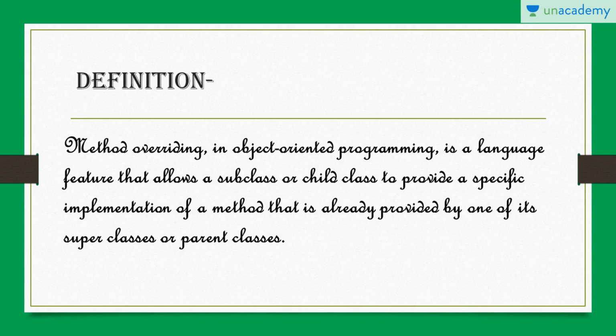Method overriding in object-oriented programming is a language feature that allows a subclass, or you can say child class, to provide a specific implementation of a method that is already provided by one of its superclasses or parent classes. Now, what does it mean?